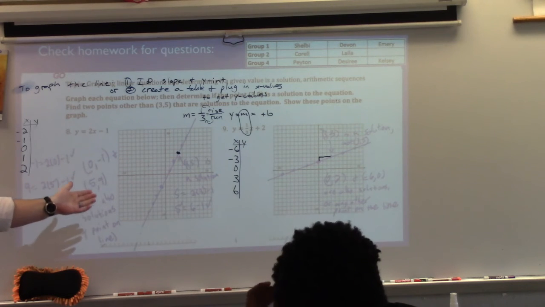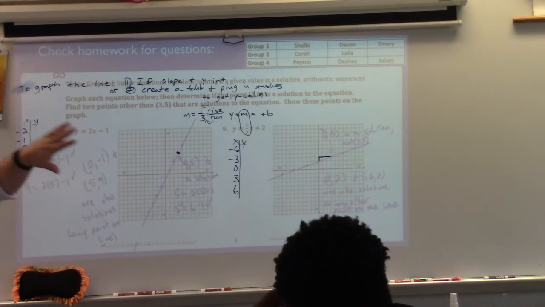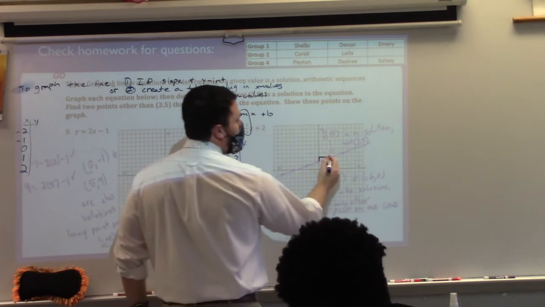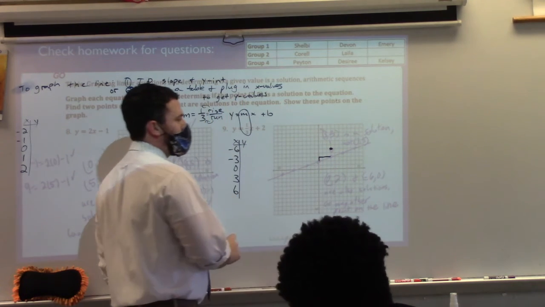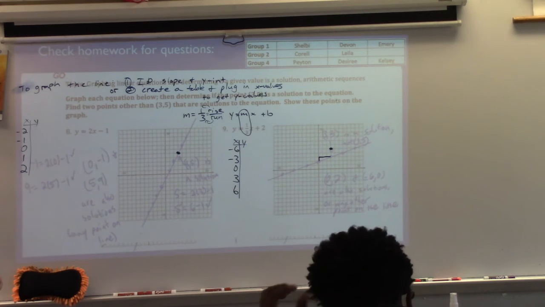Remember, every point on the line makes the equation true, and things that make the equation or the inequality true are solutions, right? If I look over here though, I've got the point (3, 5) up here. So is (3, 5) a solution? No, because it's not on the line.